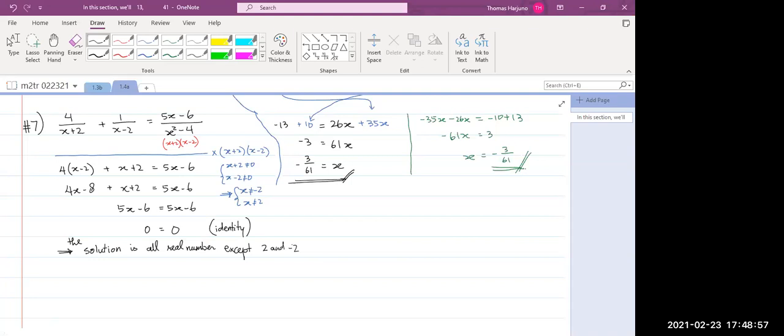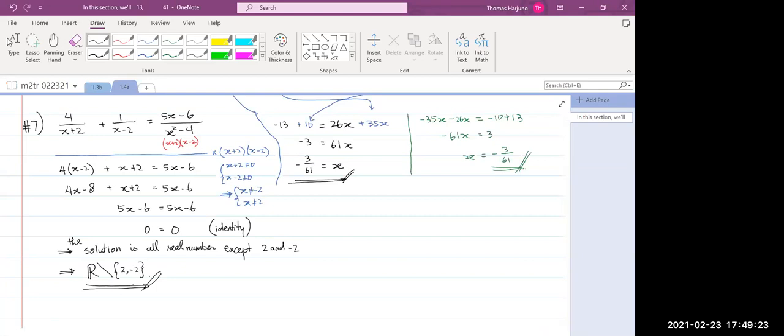Now, if your solution is all real numbers except this number, in our class, we will write it this way. All real numbers, that's capital R with double line, cut off backslash 2 and -2. That's how you write it. All real numbers except 2 and -2.